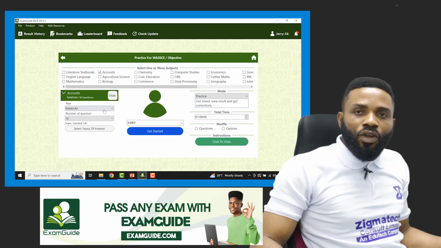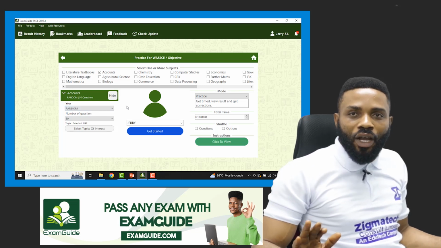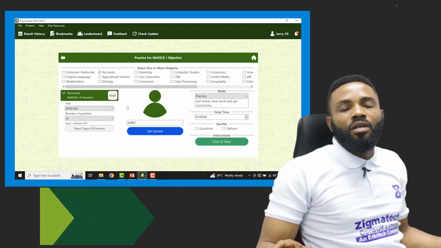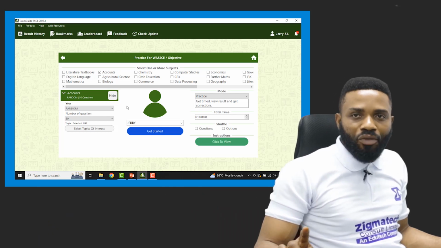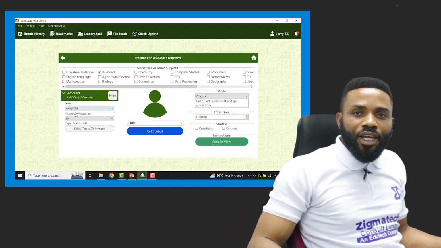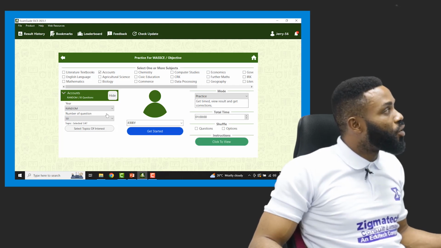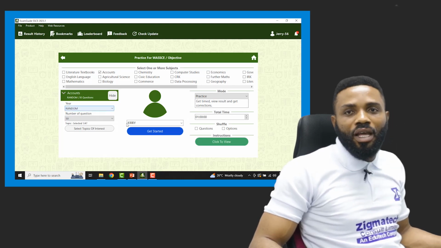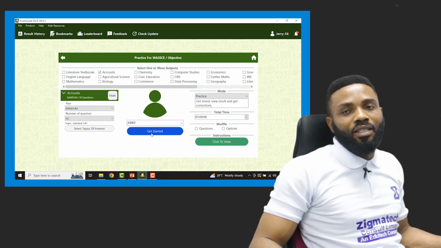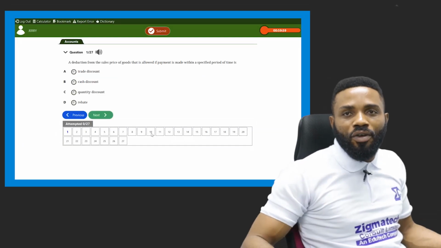Okay, you see, once you click on that, you get different options for subject. You choose account, and then when it comes to year, you just choose at random. The reason is that it will give you all the questions related to what you are doing. Then you just click on get started, and you see different questions.